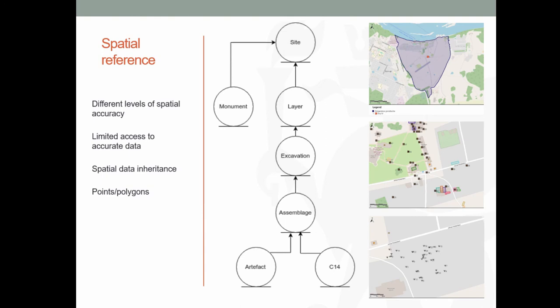A comprehensive structure of spatial reference was constructed to make it possible to manage data with different levels of accuracy. If you have spatial reference for your artifacts or C14 dates, you can put them on the map, right? Otherwise, they will take coordinates from assemblages. If you have no coordinates for assemblages, you will take them from the excavation block, and so on. All the spatial data is inherited from the upper level to the lower level, like here. So here are C14, here are excavations, and here is the site, which is the highest level of our system.